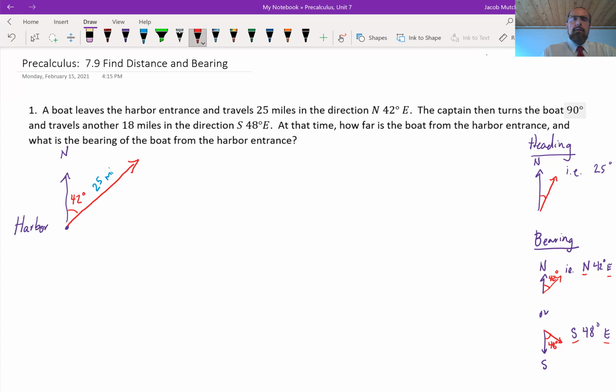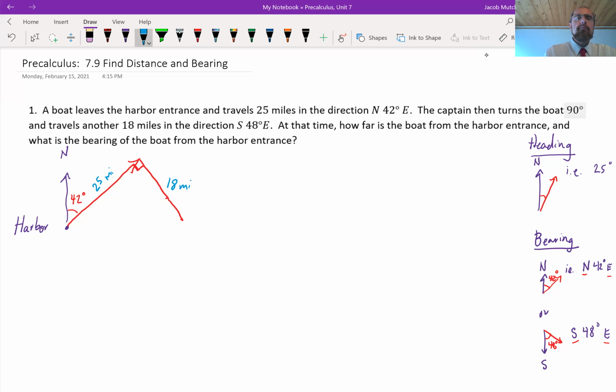Once the boat reaches 25 miles in the direction north 42 degrees east, it makes a 90-degree turn. We are told that it is in the direction of south 48 degrees east. If I add up 48 and 42, that's 90. So we can see that that corner there is 90 degrees. And it doesn't travel as far. In the first direction, it travels 25 miles. In this second direction, it travels 18 miles. So we'll mark this here 18.